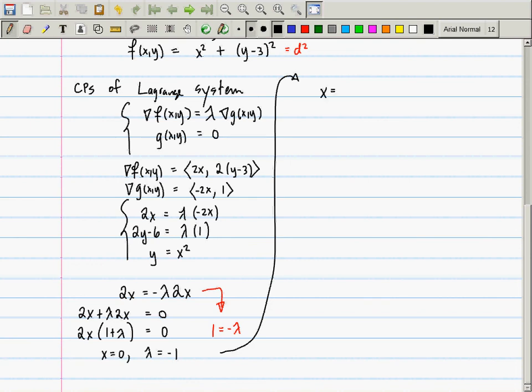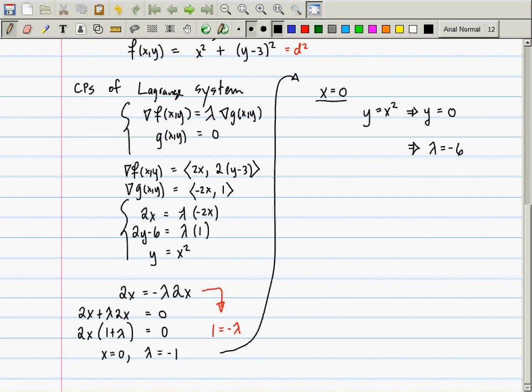So in the case that x is 0, we'll start with that possibility. If x is 0, then we can see from the last equation, y is x squared. This implies that y is 0. Okay, so if x is 0, then y is 0. And it's not necessary, but if we needed to, we could figure out what lambda is. That would tell us that lambda is negative 6. Okay, so that's the first possibility: x is 0, y is 0, and lambda is negative 6. Okay, so does everybody see that that's a possibility?